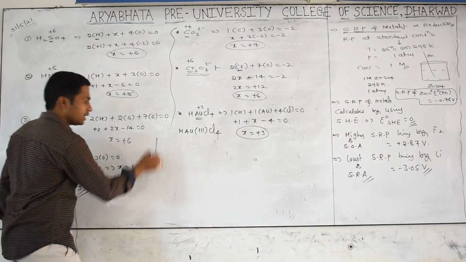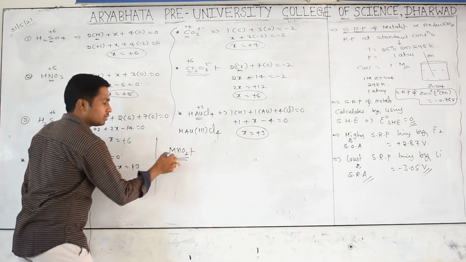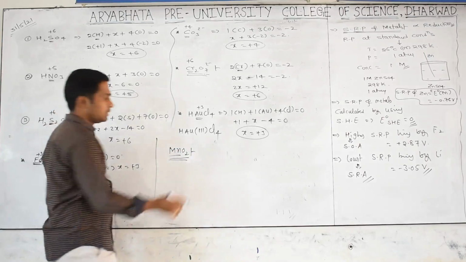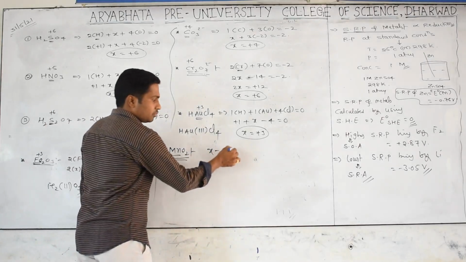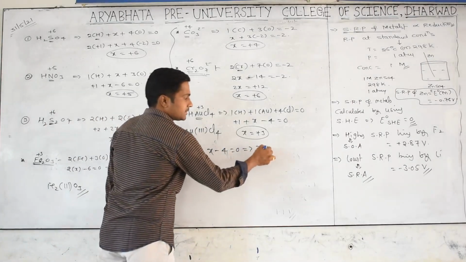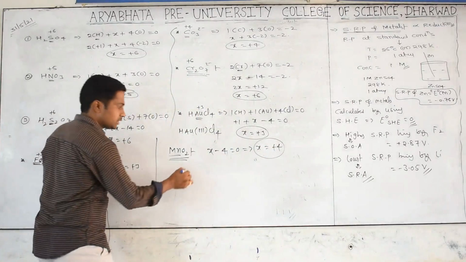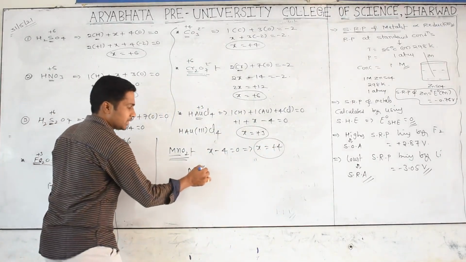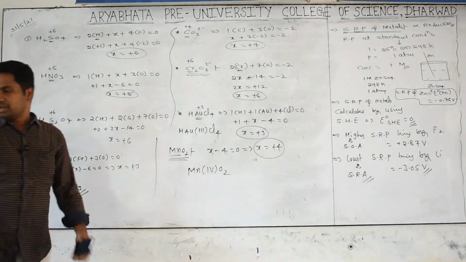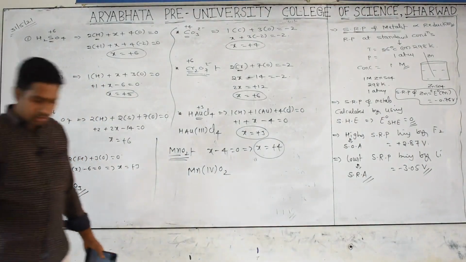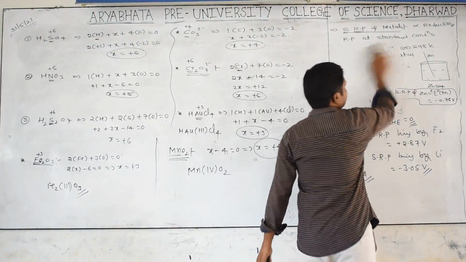Take MnO2. I want to find out the oxidation number of manganese, taken as x. 2 oxygens, 2 times -2 is -4, equals 0. That implies x is equal to +4. How can you show that in stock notation? Beside the manganese symbol or metal symbol, write down Roman numeral IV and O2 like this. Are you getting it? Stock notation means we have to write down the oxidation numbers of the metals beside them in Roman numerals.